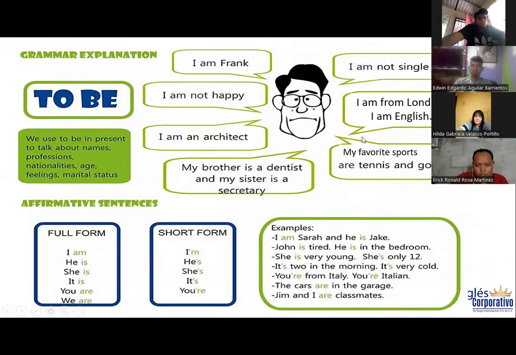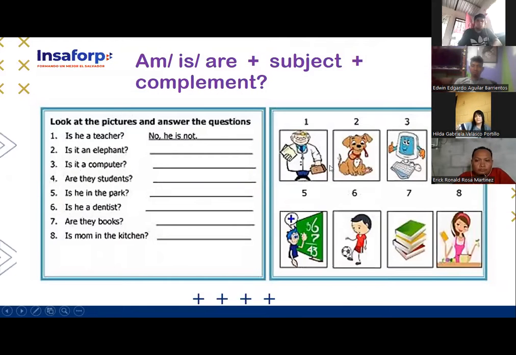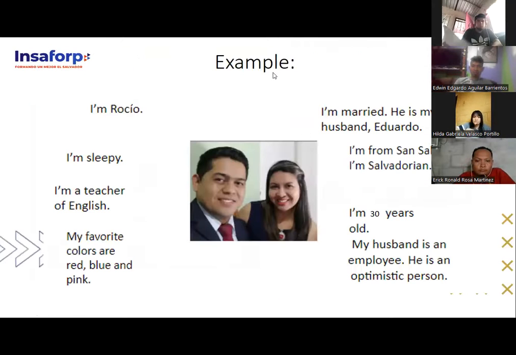Entonces, ahora, ¿qué vamos a hacer? Vamos a hacer esto mismo, pero en vez de que aquí diga I am Frank, lo vamos a hacer con nuestra información. Ahí va a decir, I am Hilda, or I am Eric, I am Edwin, I am Teresa, etc. Aquí he puesto mi ejemplo, pero no sé por qué, aquí está, el mío. Dice, my example.